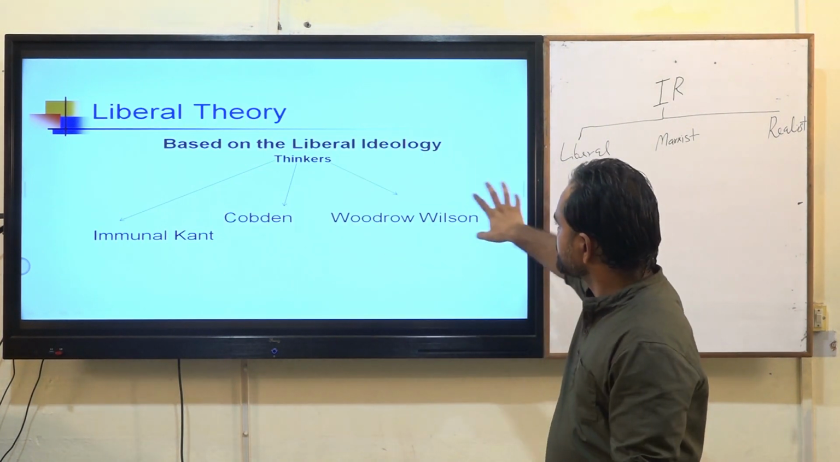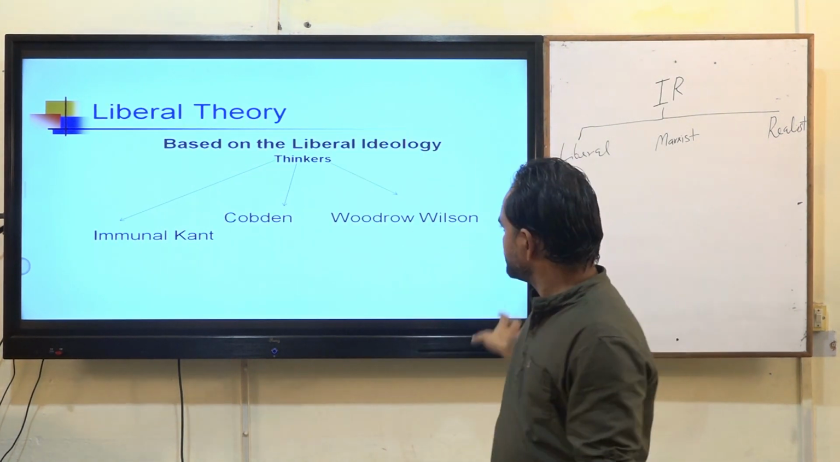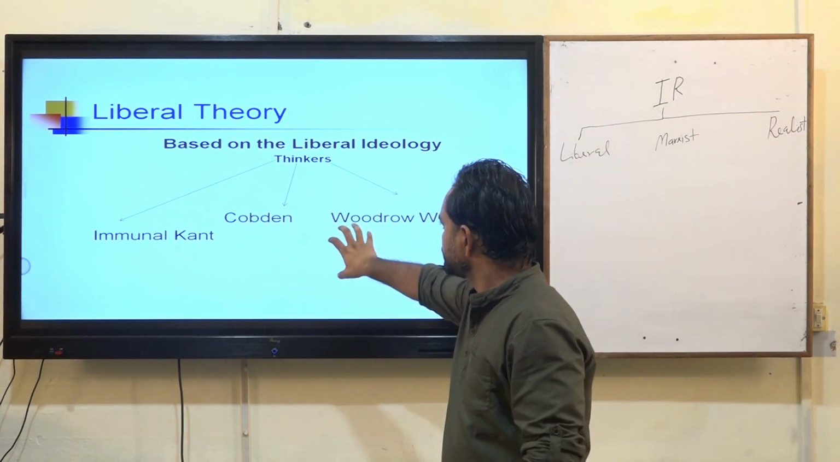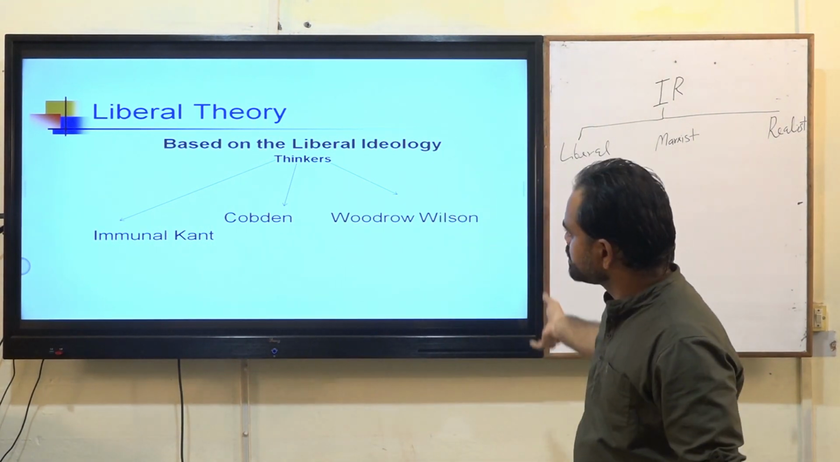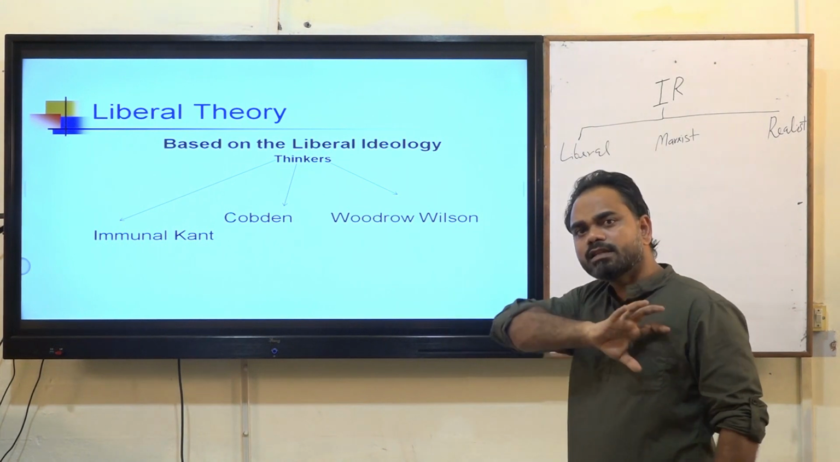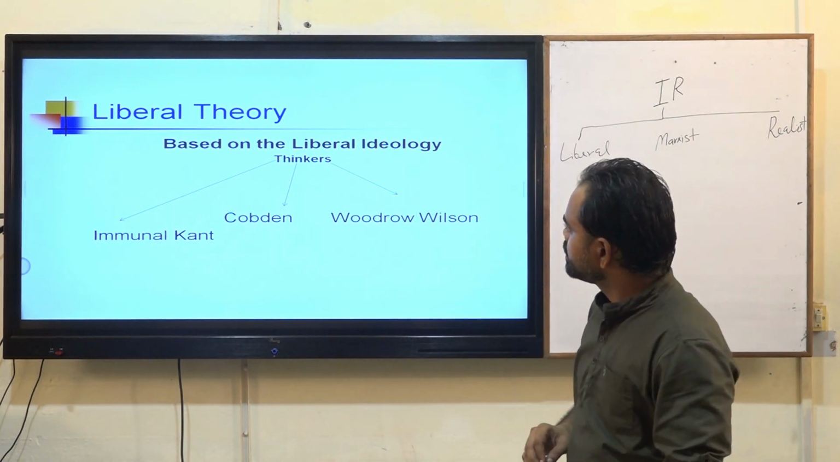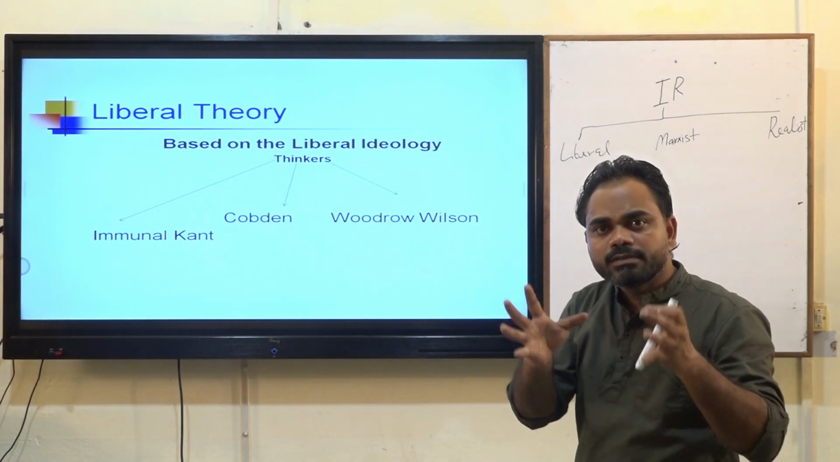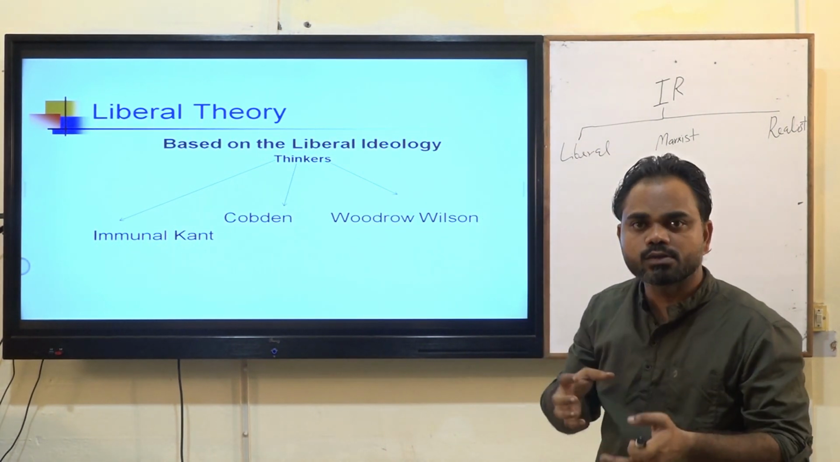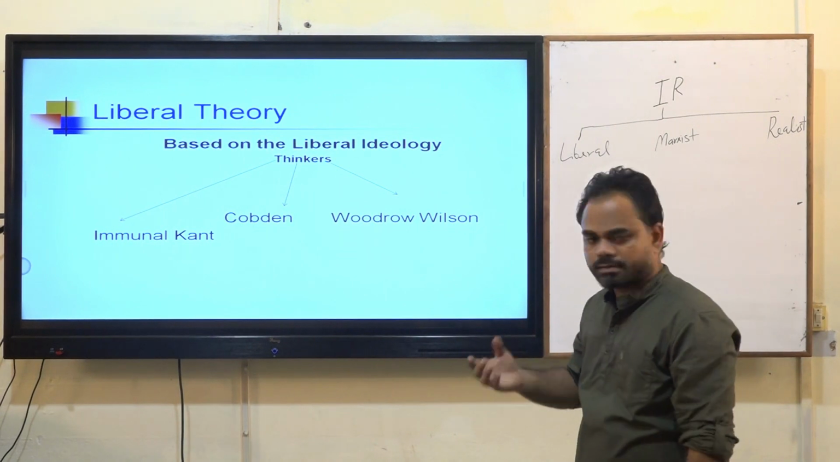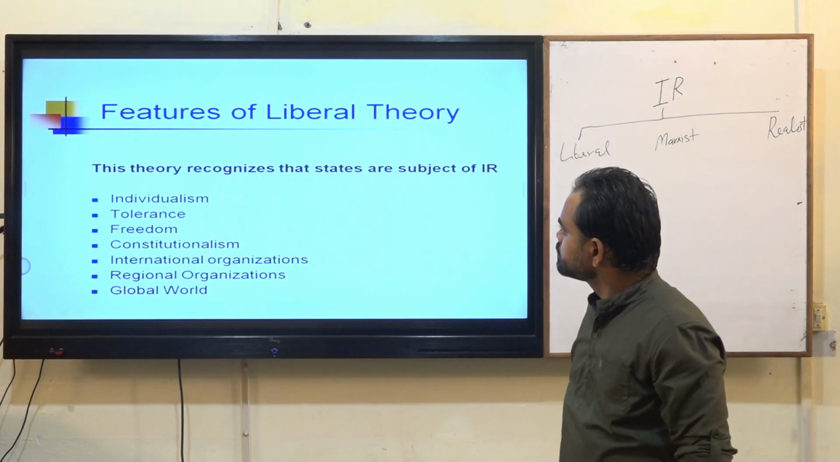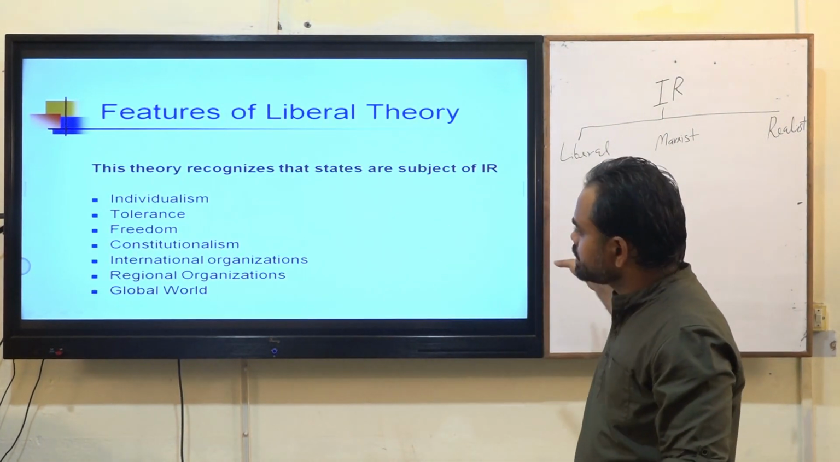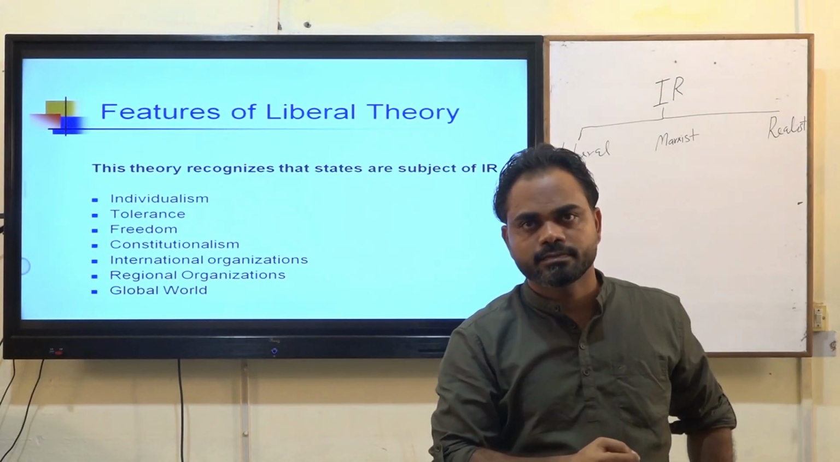Liberal theory is based upon thinkers like Immanuel Kant, Hobbes, and Woodrow Wilson. They describe the liberal theory of international relations. They believe in liberalism. They believe that all nations have the potential to live together in peace. Features of liberal theory: they believe in individualism.